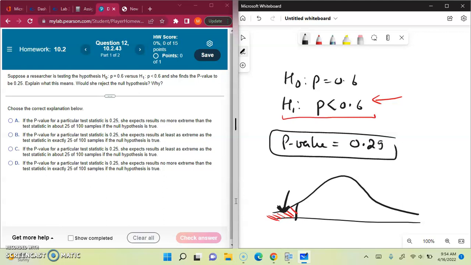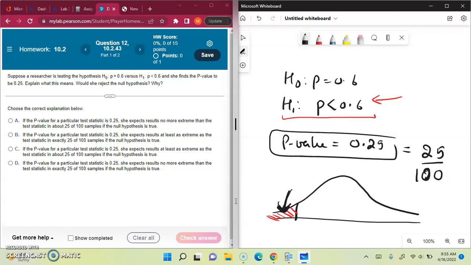So let's see, if the p-value for a particular test statistic is 0.25, she expects the result no more extreme than the test statistic in about 25 of 100 samples. But we are saying the probability of the thing coming in the extreme area or more than extreme is 0.25. So out of 100, that means 25 samples. So when the null hypothesis is true, no more than extreme, that is not true. We are saying it goes more into the extreme area, so not the first option.